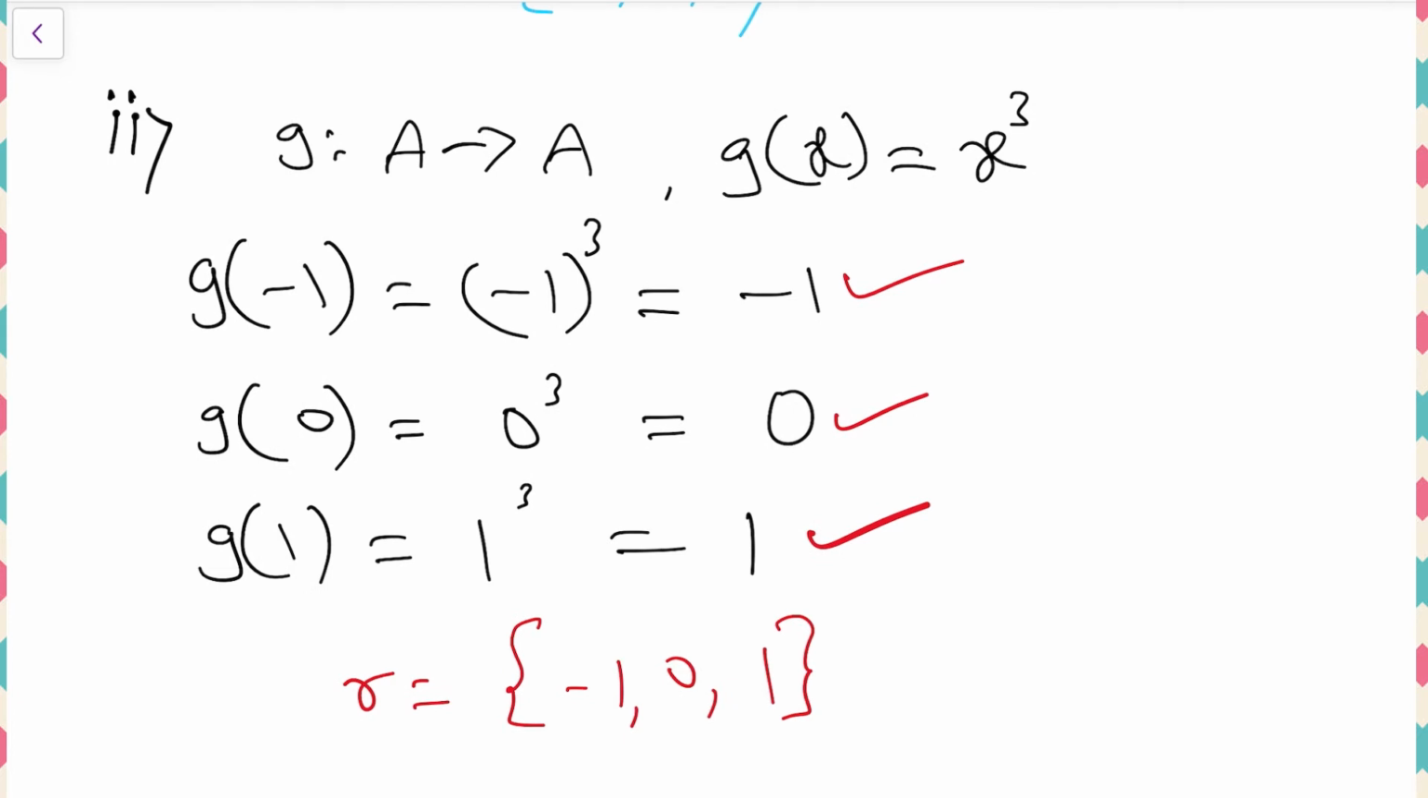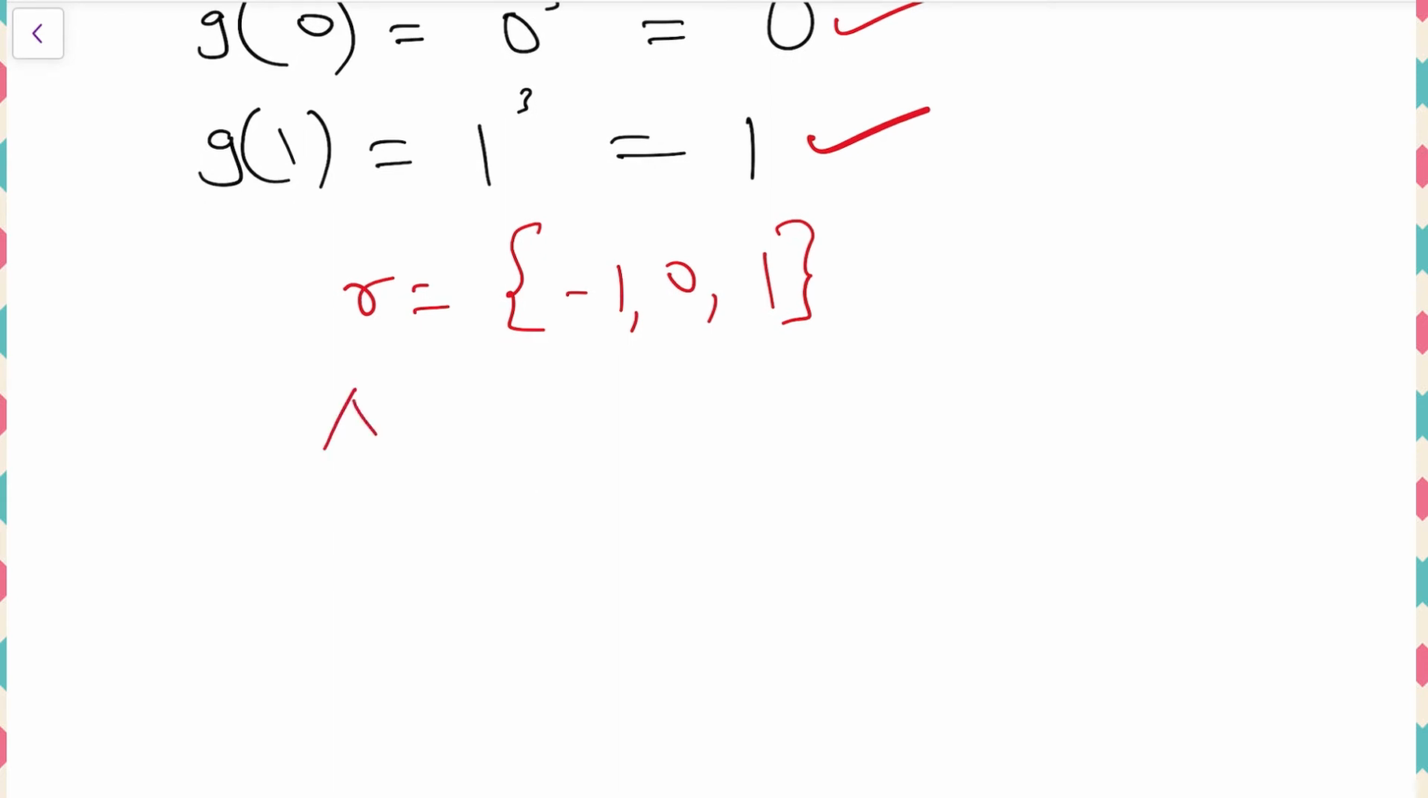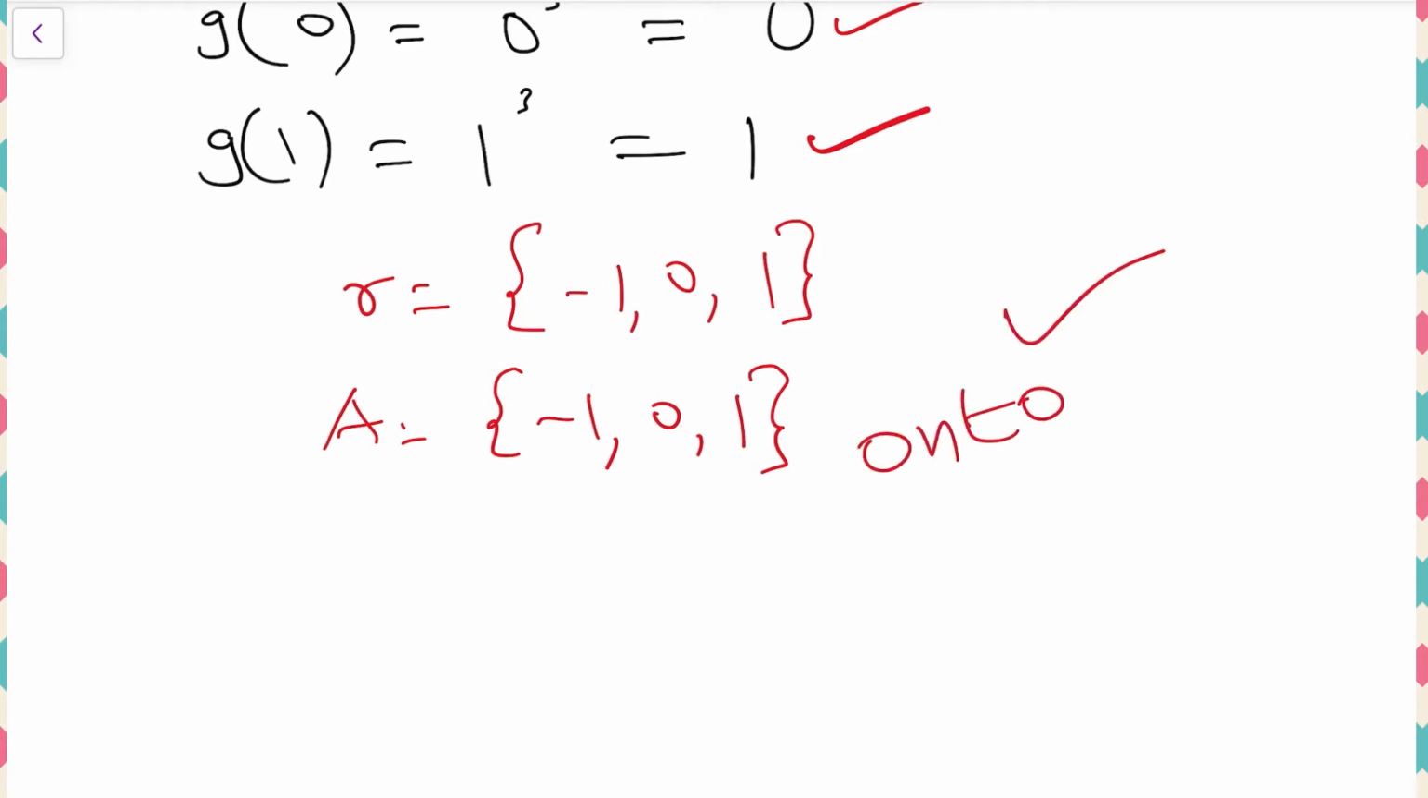And what about the codomain? Here he clearly mentioned g is a function from A to A, so A is the codomain. Codomain is {-1, 0, 1}. Here the range as well as the codomain are equal to each other, so this function g is an onto function, otherwise a surjection.